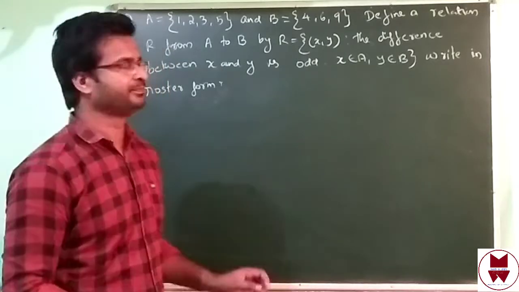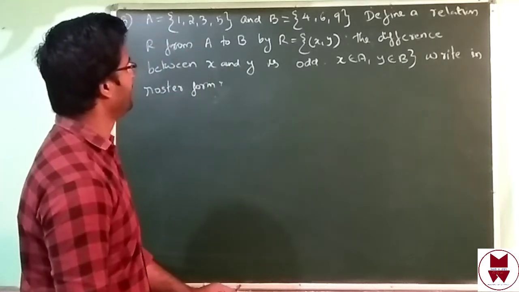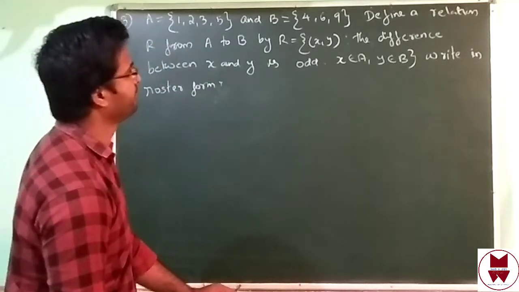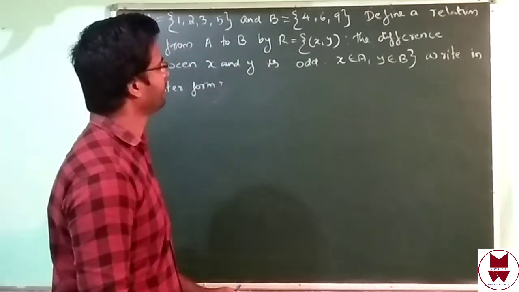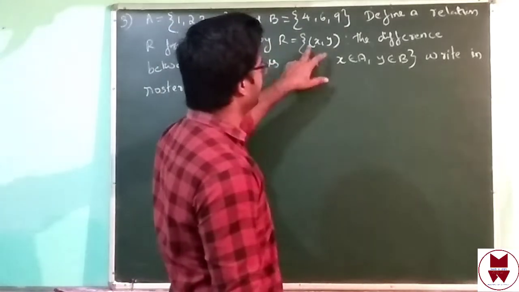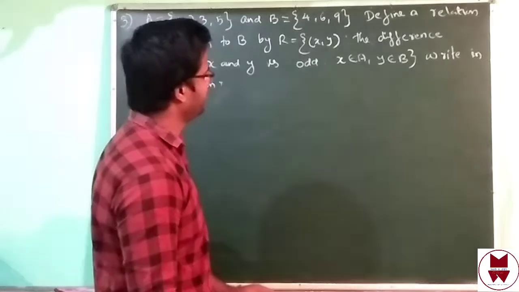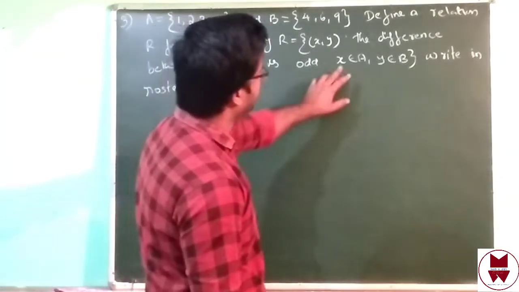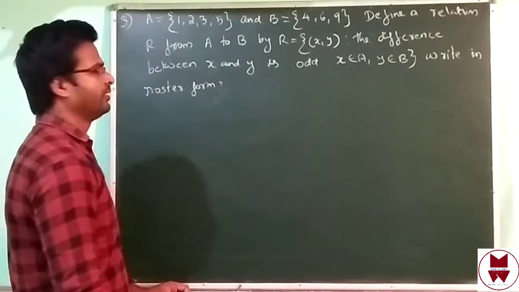See question number 3. Set A is 1, 2, 3, 5 and B is 4, 6, 9. Define a relation R from A to B by R equal to the set of x, y such that the difference between x and y is odd, where x belongs to A and y belongs to B. Write it in roster form.